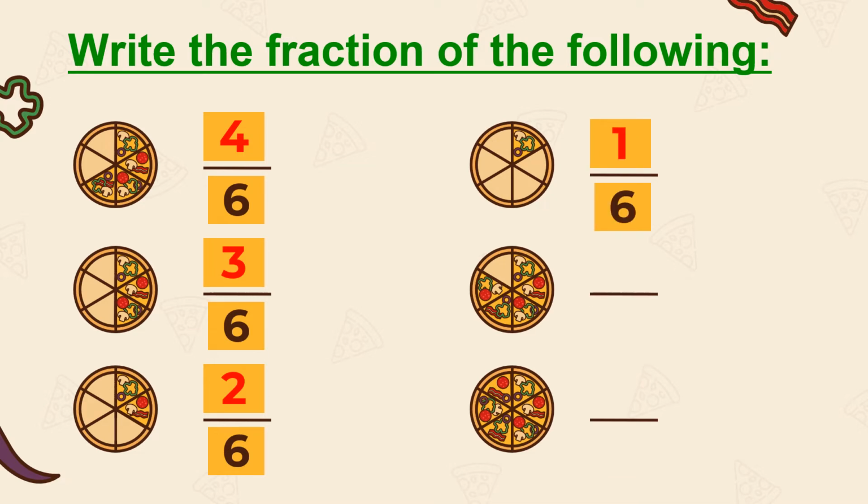Next, total parts 1, 2, 3, 4, 5, 6. How many colored parts? 1, 2, 3, 4, 5. The fraction is 5 over 6. The last one, colored parts 1, 2, 3, 4, 5, 6. Total parts 1, 2, 3, 4, 5, 6. So the fraction is 6 over 6.